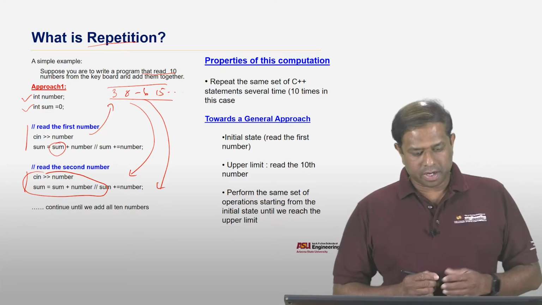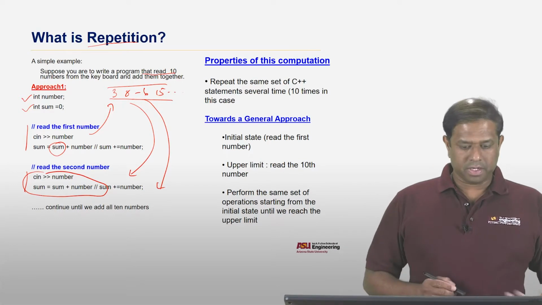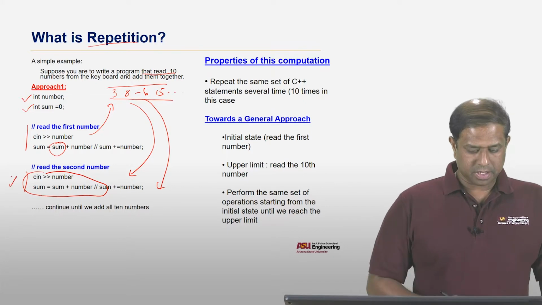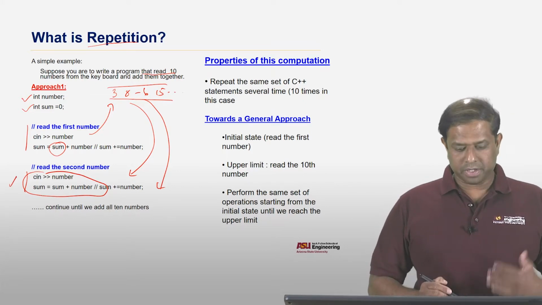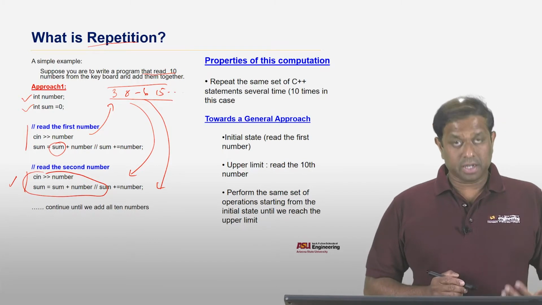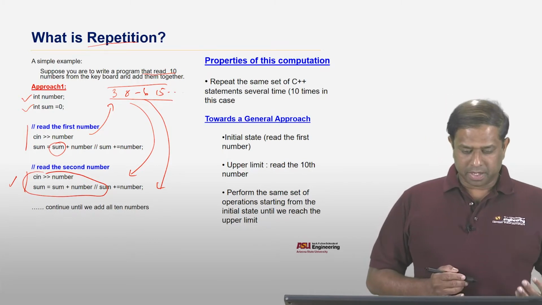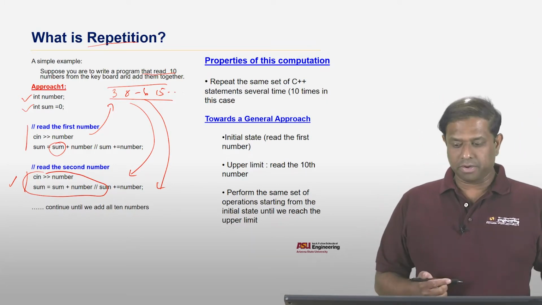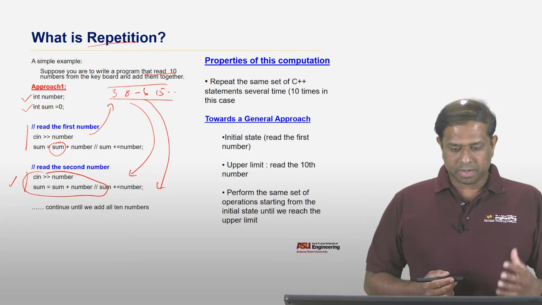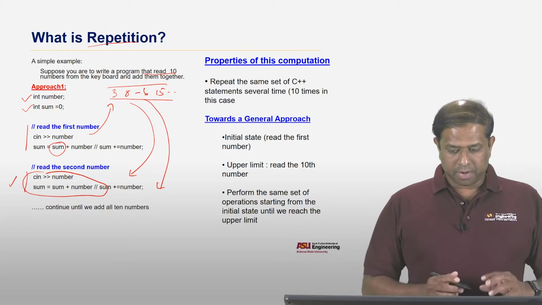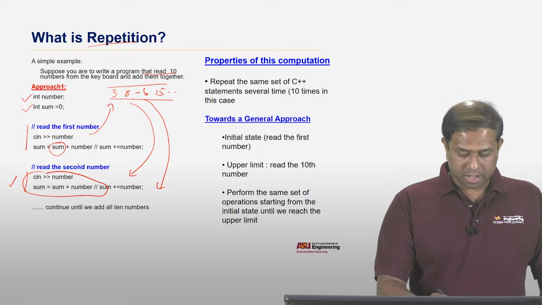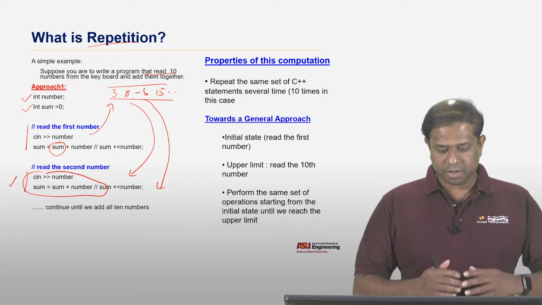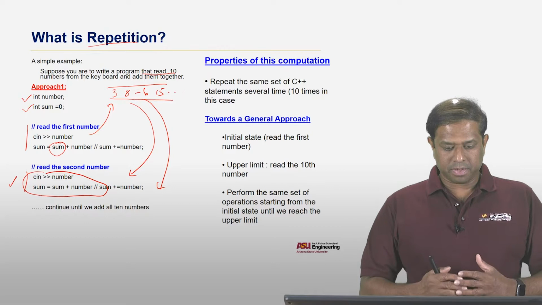Obviously, this approach is not scalable. Say if we have 100 numbers that we want to read, then reading a number and adding it to the sum needs to be written 100 times. That is certainly duplicate code, and the code becomes very inefficient and not easily readable. So if we can somehow wrap this set of operations that we are repeating over and over again in a repetition statement, and say go ahead and repeat this part many times, that would be better.